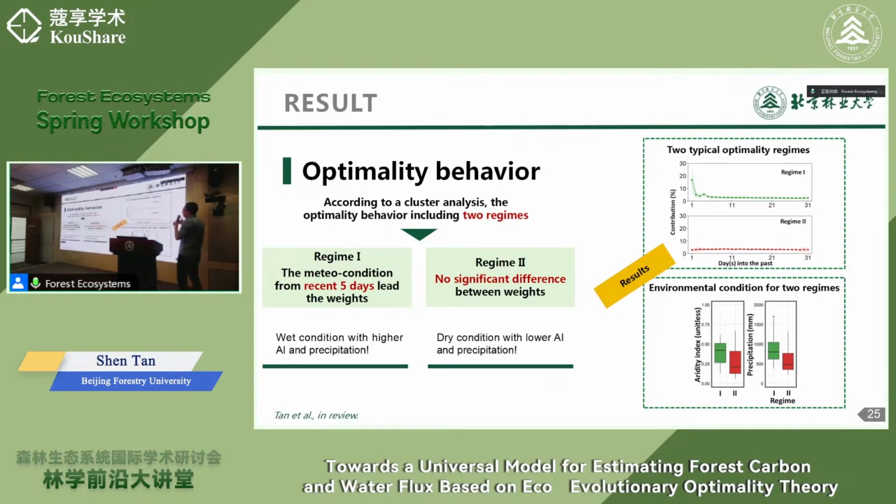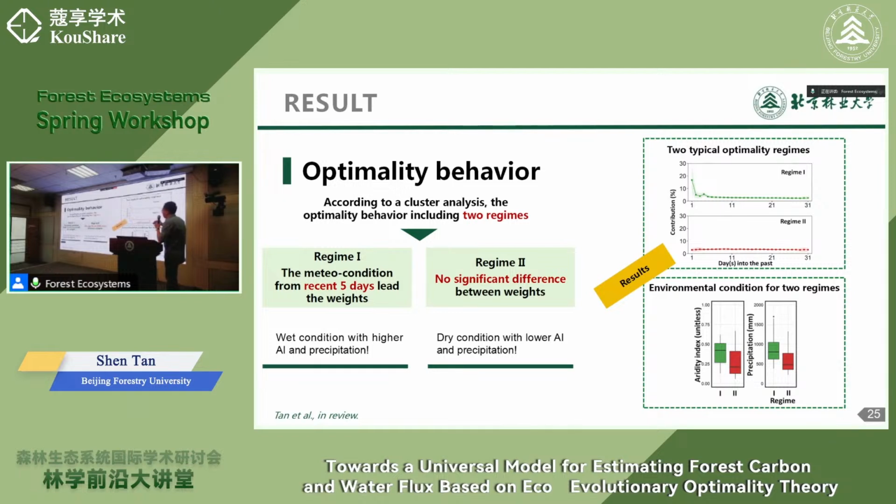And we also find a very interesting phenomenon that most of the regime 1 ecosystems are located in wet environments. The precipitation and the aridity index significantly surpass those of the ecosystems in regime 2. So this is a very interesting phenomenon. And we can predict whether an ecosystem belongs to regime 1 or regime 2 based on the environmental conditions. I'm not showing it here, but we can predict which regime each ecosystem belongs to.